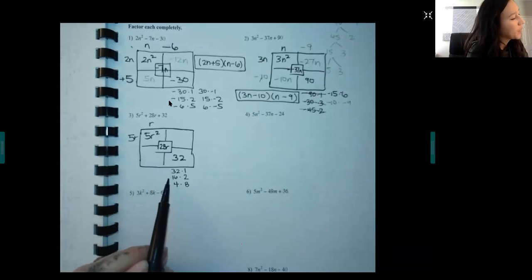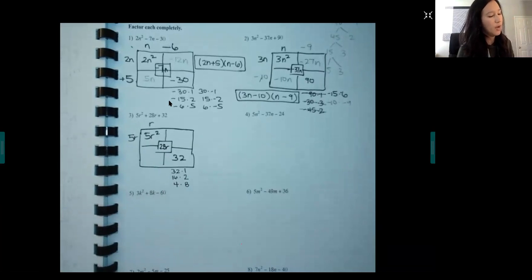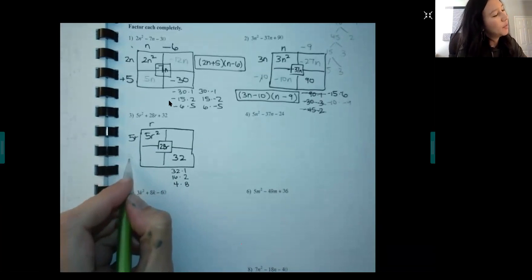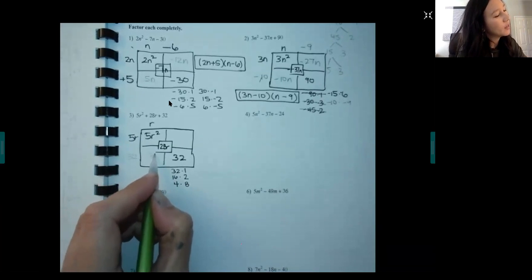So let's see. 32 and 1. We can try it and see. We put a 32 here, we'll get 32r.